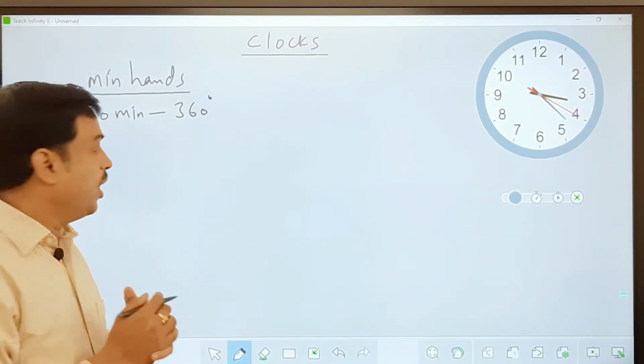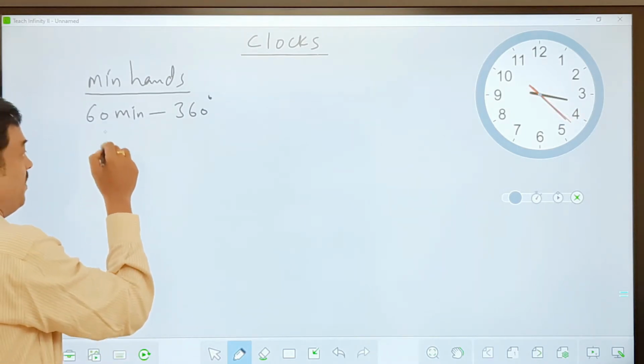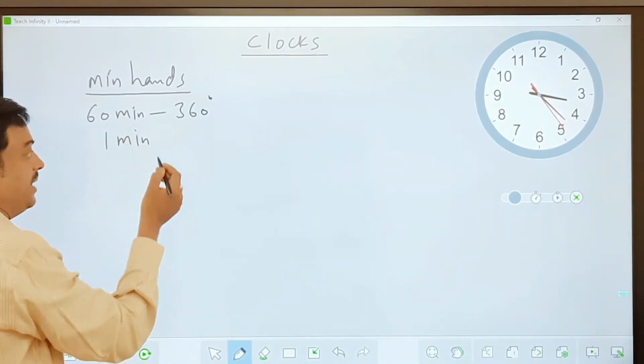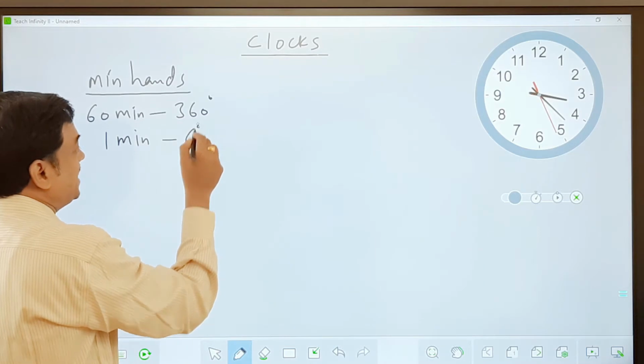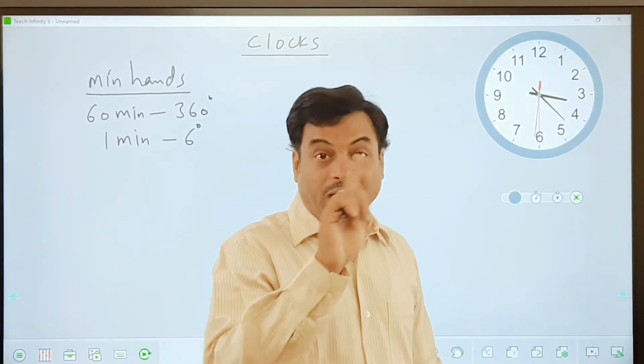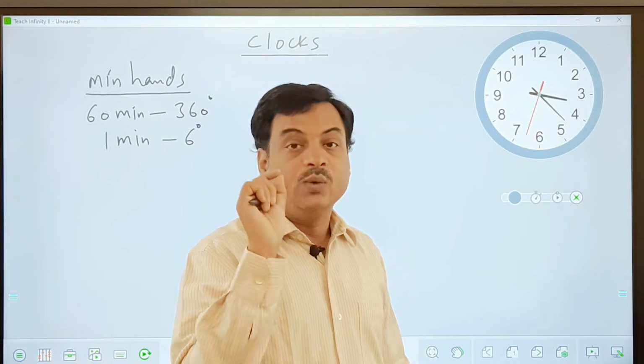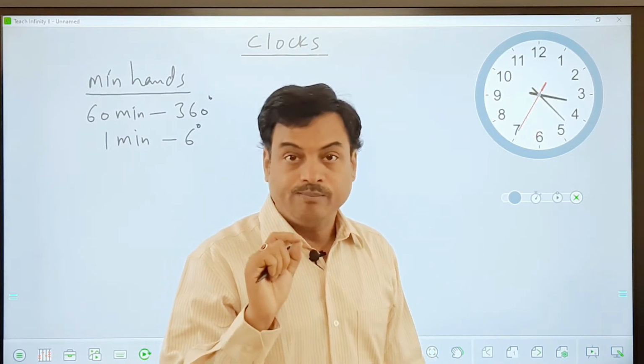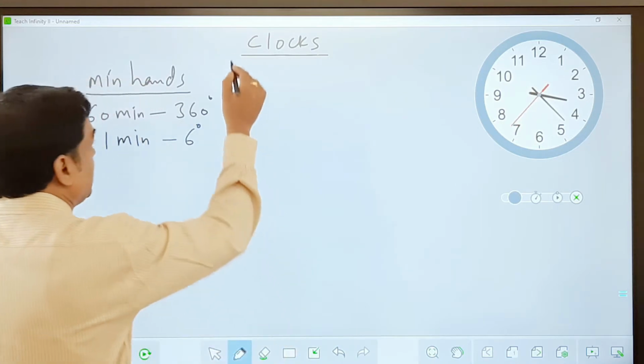Am I right? So we all can understand this. Now for every minute, or per minute, it will cover 6 degrees of angle. So please understand, when a minutes hand moves 1 minute, it will cover 6 degrees of angle.